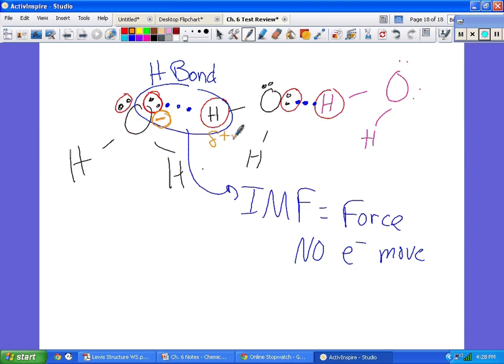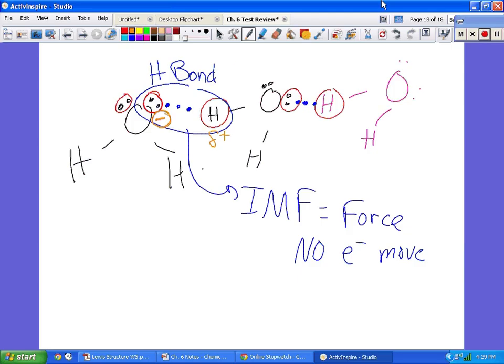That's why they don't put lines, because lines mean electrons are moving. The dots just mean it's kind of stuck together like a magnet. So it connects. It's where they're connected, but there's nothing going back and forth. It's just a magnet.